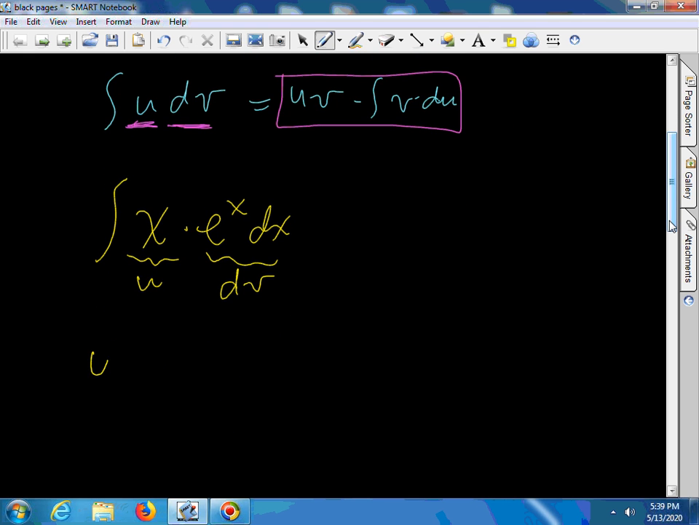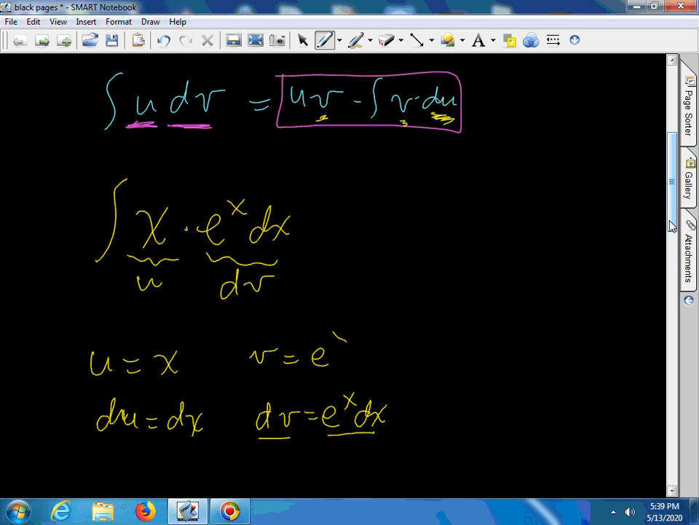So, u is x. I'm going to need du. The formula requires it. du will be dx. And I'm given dv. It's e to the x dx. And the formula requires me in two places to know v. So if I integrate dv, I'll get v. When I integrate this side, I get back e to the x. So I'm going to use my formula up here.